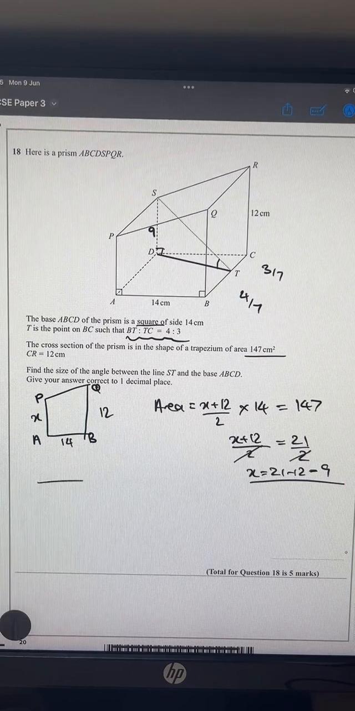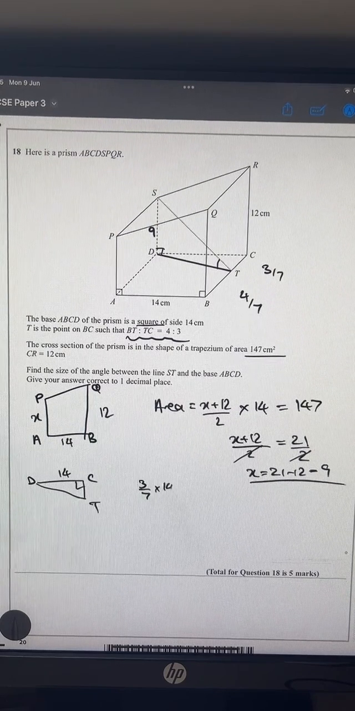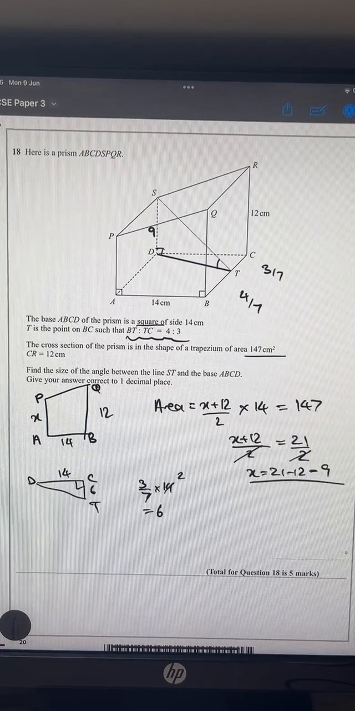If I just draw that out, and it always helps to draw those shapes in your exam, I label the triangle DCT. Cool, that's my right angle. I know that the back is 14. Why? Because it's a square, remember that's important. This bit is 3/7 of the whole thing. Well, what is 3/7 of 14? Well, we can do that in our heads. That cross cancels to 2. That's just 6. Awesome, 6.